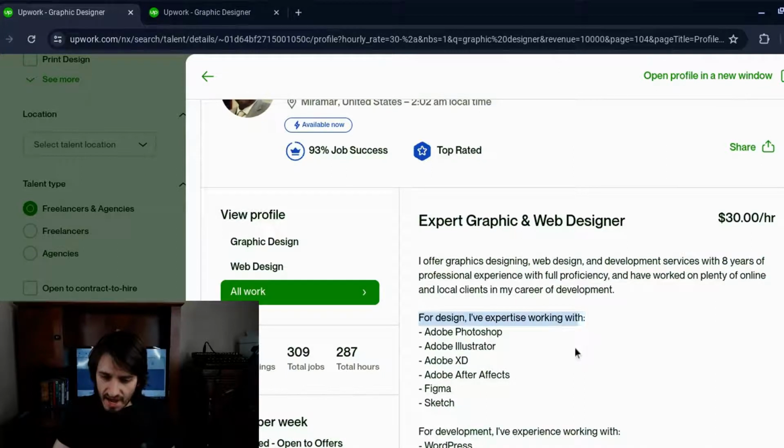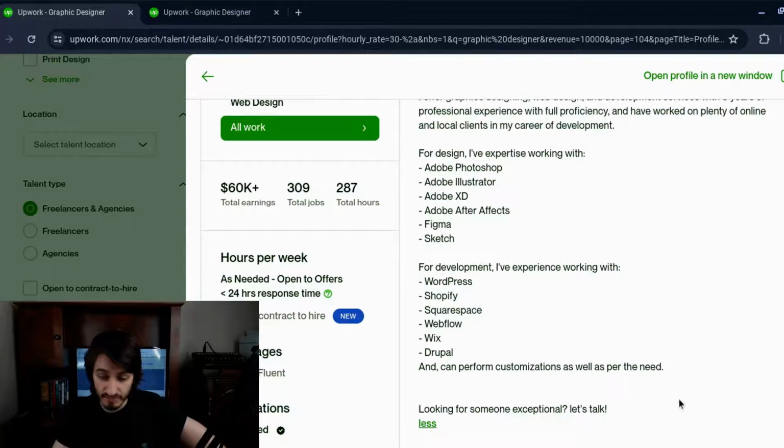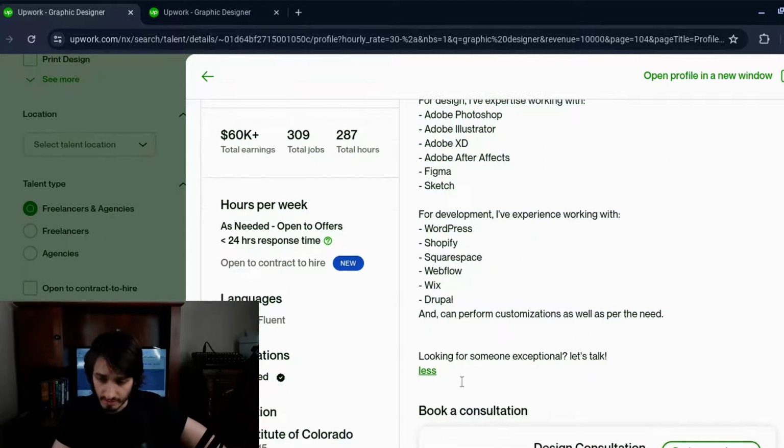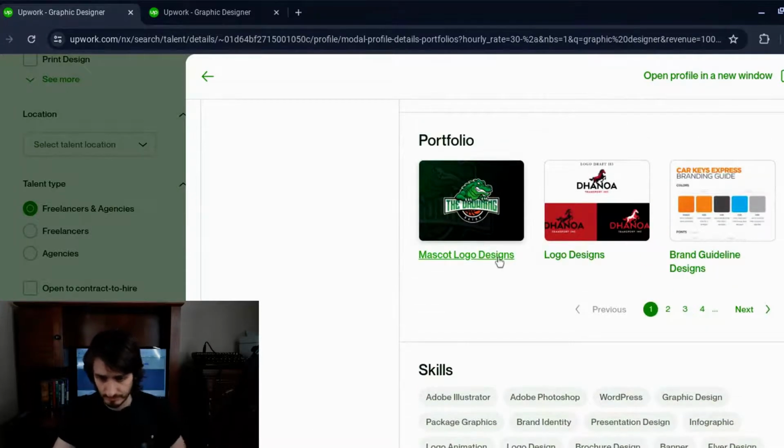For design, I've expertise working with Adobe Photoshop, Adobe Illustrator, Adobe XD, and Adobe After Effects, Figma, Sketch. That's great. This bullet point approach is great. Looking for someone exceptional, let's talk. That's a great call to action at the end. Let's look at his portfolio.